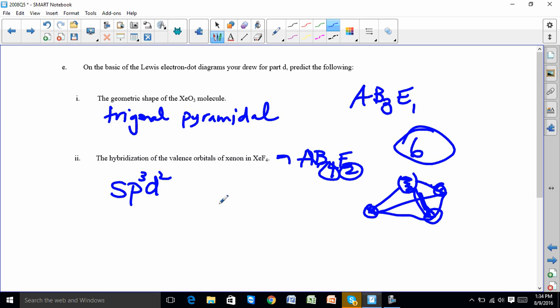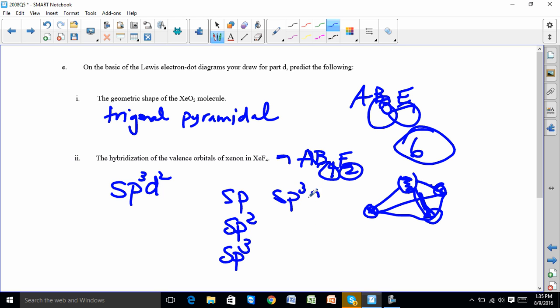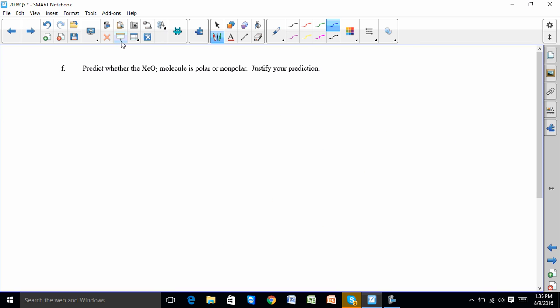So remember that you got sp, that's when these add up to 2. You got sp2, that's when these add up to 3. You got sp3, you got sp3d, that's when they add up to 5, and you got sp3d2. All right, that was a fairly long one. Oops. Predict whether this will be polar or nonpolar.